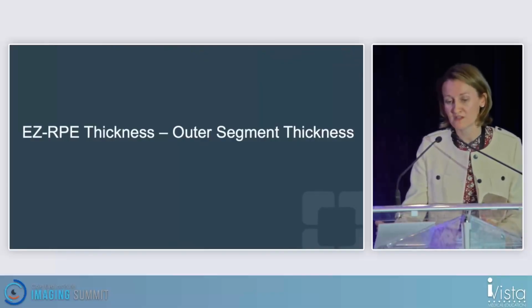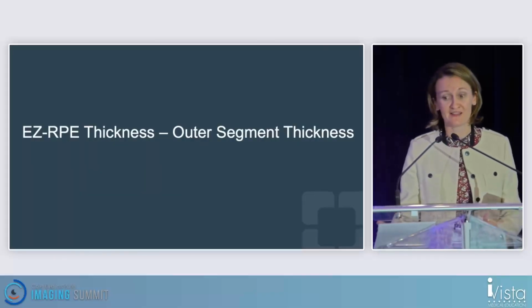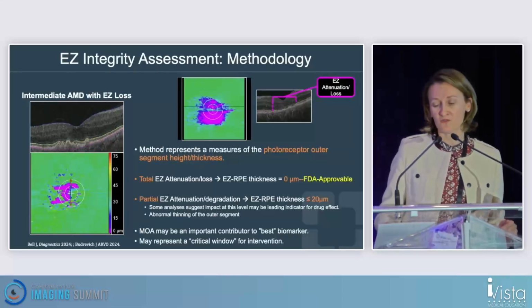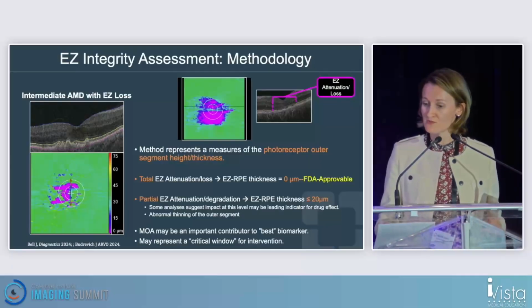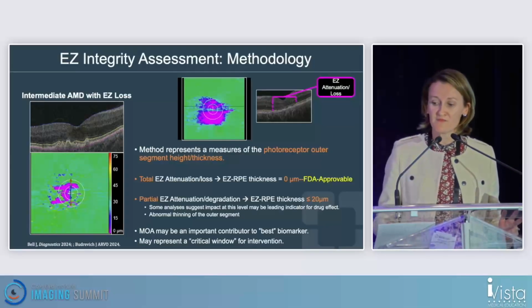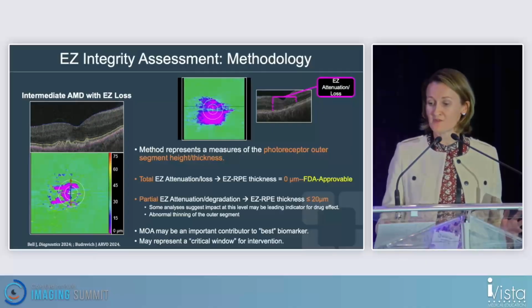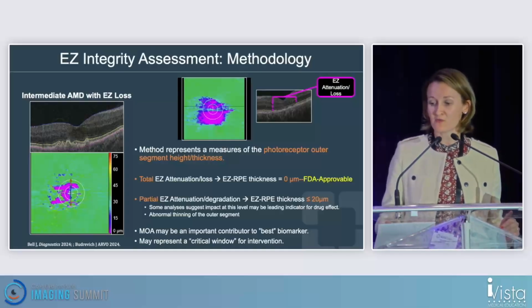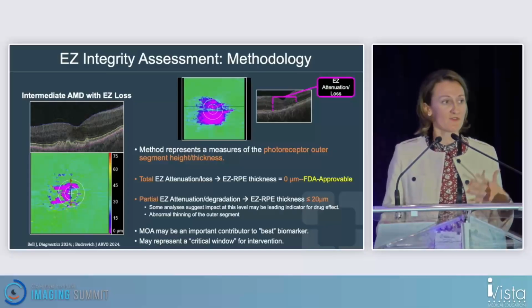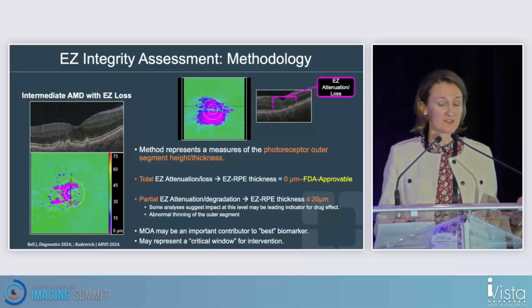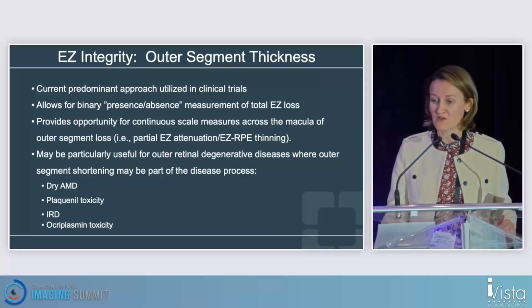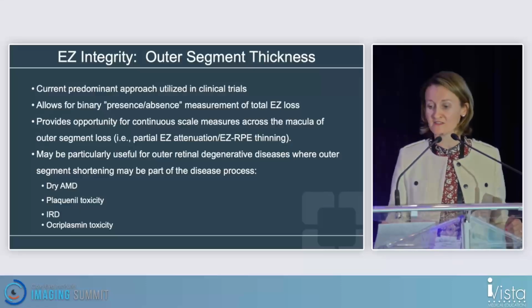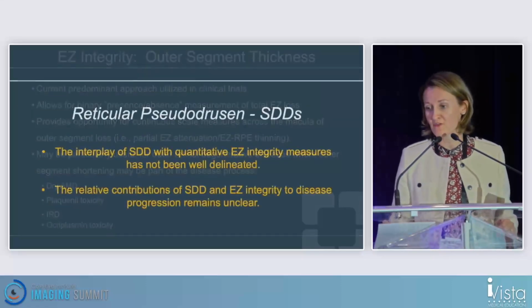One of the ways that we thought to better analyze this is to look at EZ to RPE thickness. As has often been presented, and as Sumit alluded to with some of the images that he showed in his last talk, this method really allows us to look at photoreceptor outer segment height and thickness, so looking at total EZ attenuation, which is an FDA approvable endpoint, as well as partial EZ attenuation. They may offer us some insight into earlier disease, as well as how SCD can be involved. This gives us the opportunity to better analyze any EZ loss, and this can be useful for dry AMD.